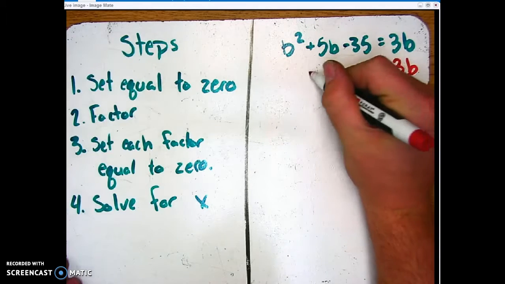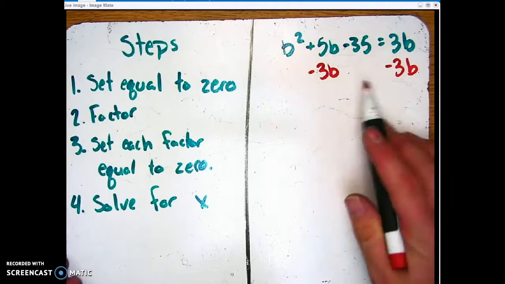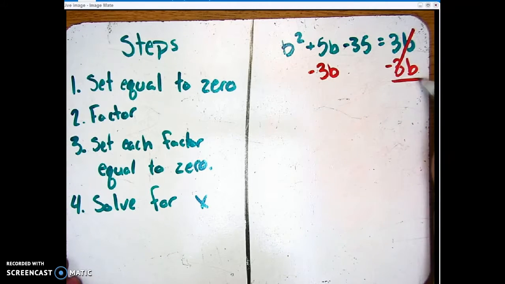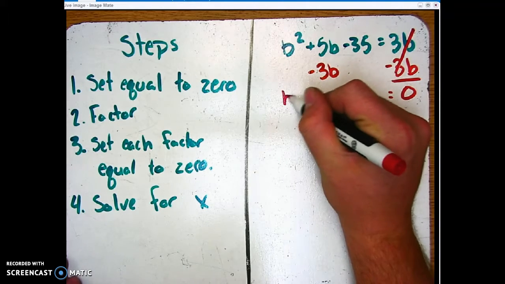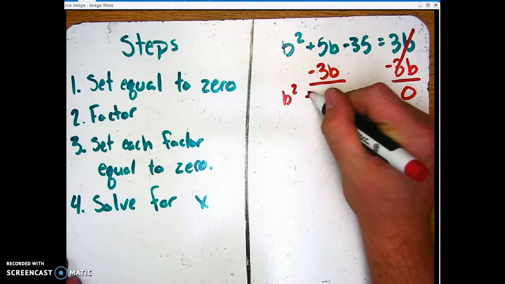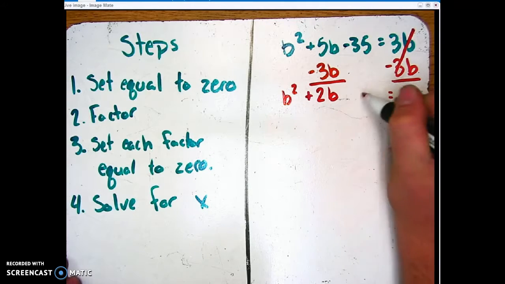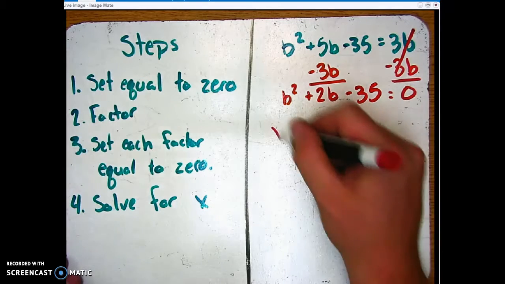Make sure you're combining it with its like terms. We can't just subtract 3b from any of these. This cancels out to give us our equals 0. And here we get b squared plus 5b minus 3b is positive 2b, and then minus 35. The rest of this is the same.